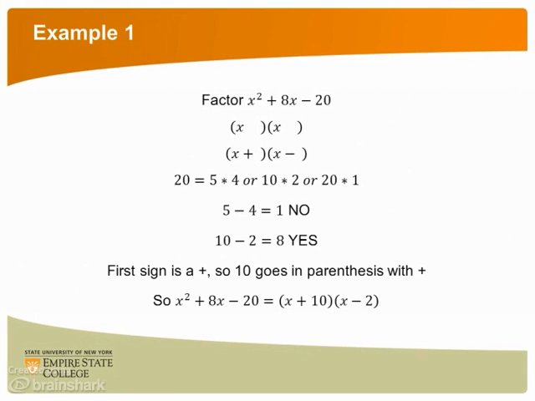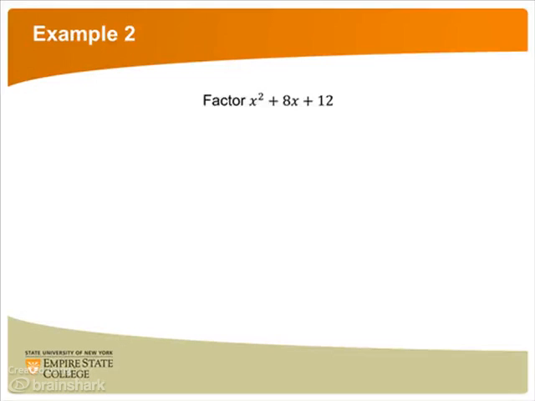So when we factor x squared plus 8x minus 20, we get (x plus 10) times (x minus 2). Let's look at some more examples. Suppose we wanted to factor x squared plus 8x plus 12.